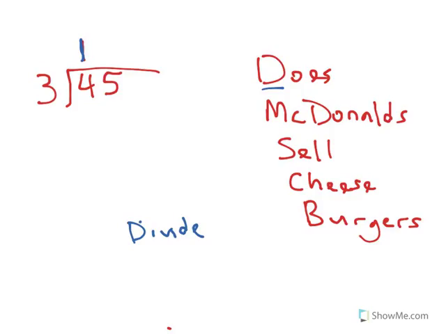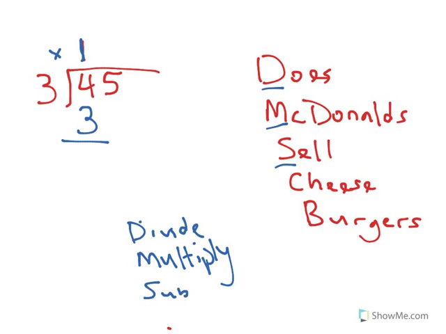So now what I'm going to do is multiply. That's what the M is for. Multiply. 1 times 3 is equal to 3. And I put that down right there. So now I'm going to do the S part, which is subtract. So I'm going to subtract 3 from 4, and I end up with 1.